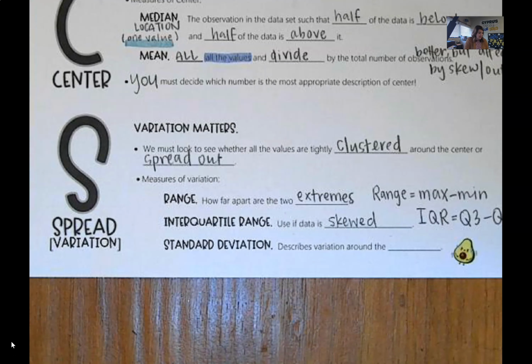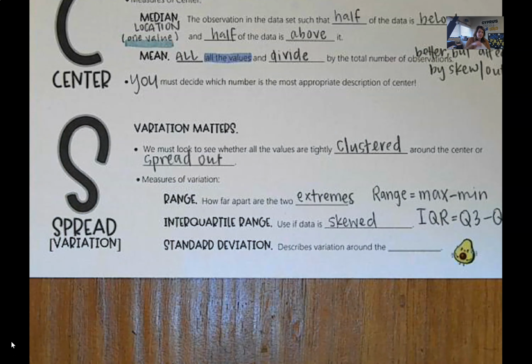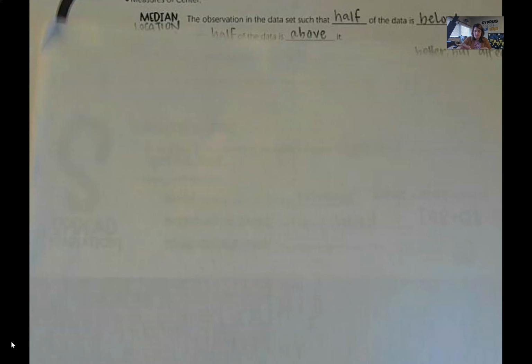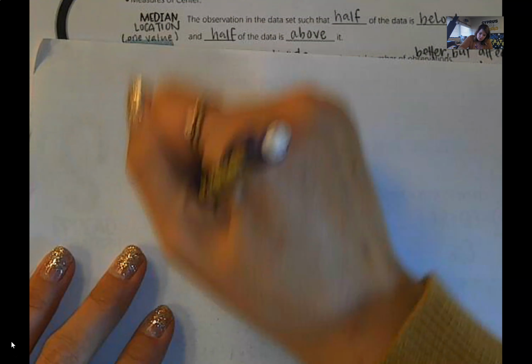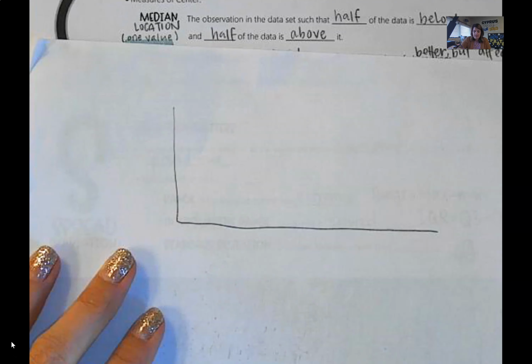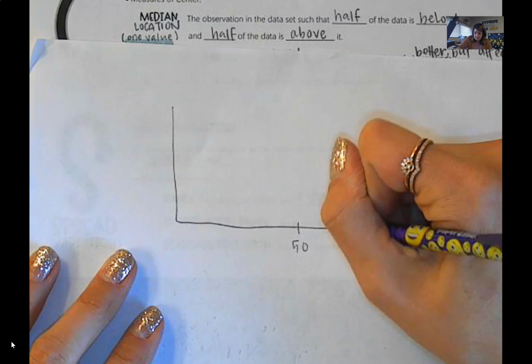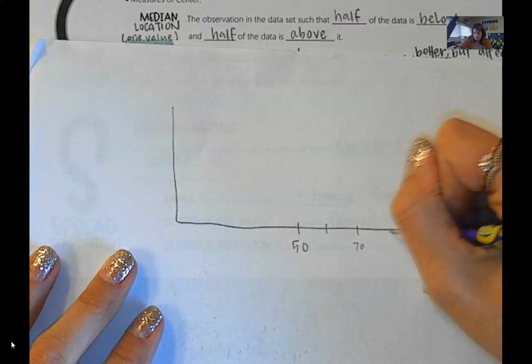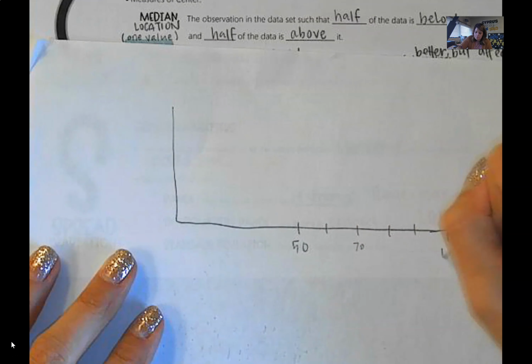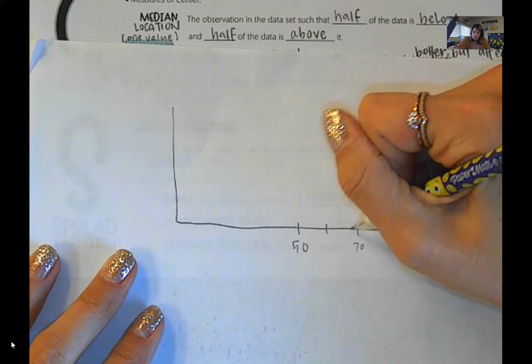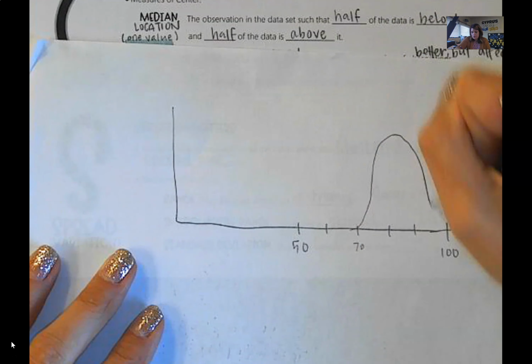And now let's go back to our quiz score example. So let's say this is your last quiz. This is a score of 50, 60, 70, 80, 90, 100. And most of you guys scored here.